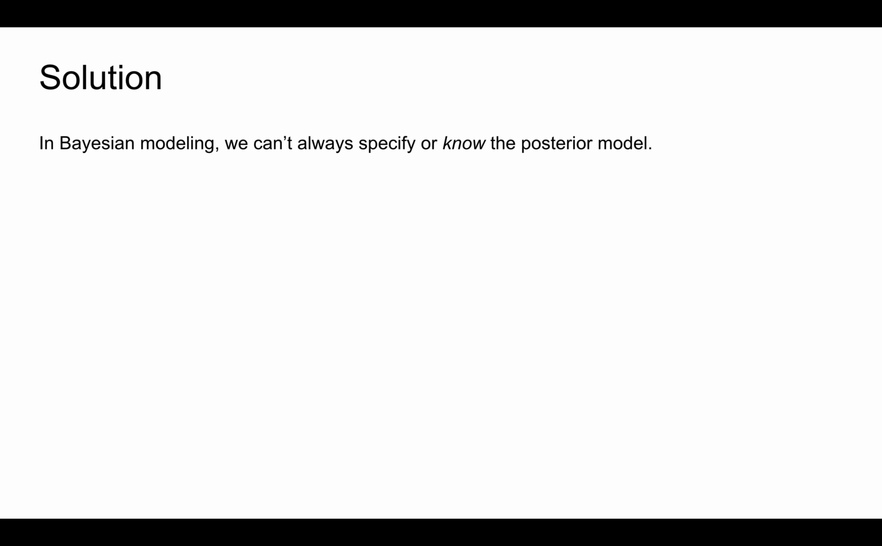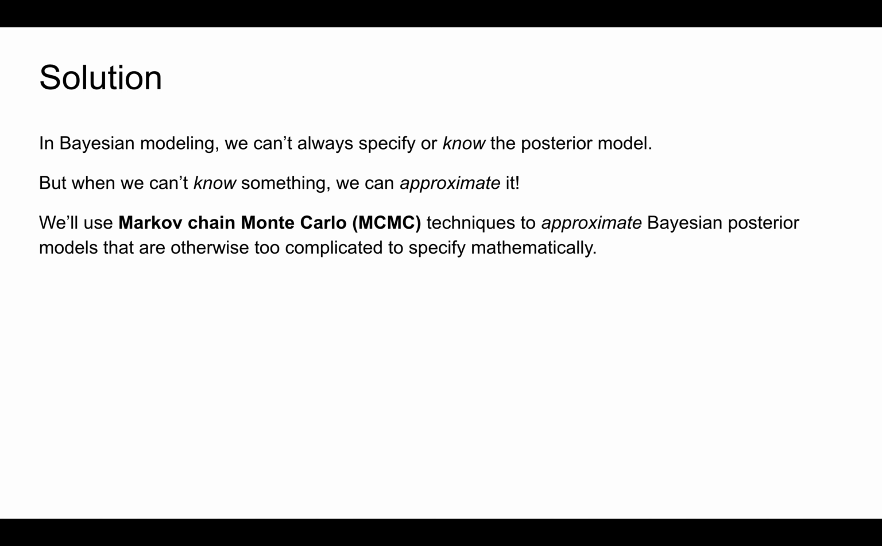Yet, there's hope. It's true that in Bayesian modeling, we can't always specify or know the posterior model. But when we can't know something, we can approximate it. To this end, we'll use Markov chain Monte Carlo, or MCMC techniques, to approximate Bayesian posterior models that are otherwise too complicated to specify mathematically.